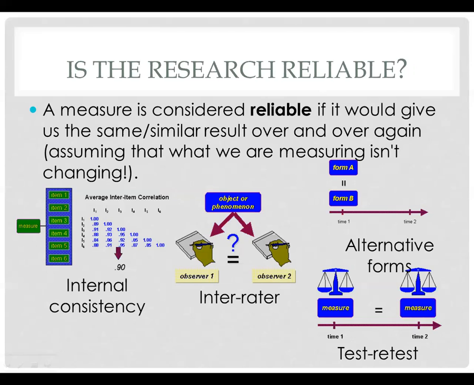And then alternate forms, using two different forms that in theory measure the same thing, and hopefully you get the same score. For example, in your SAT or a lot of standardized tests, some people get the first form, some people get the second form. If you use the same test and use different forms, you hopefully still get the same or very similar results.